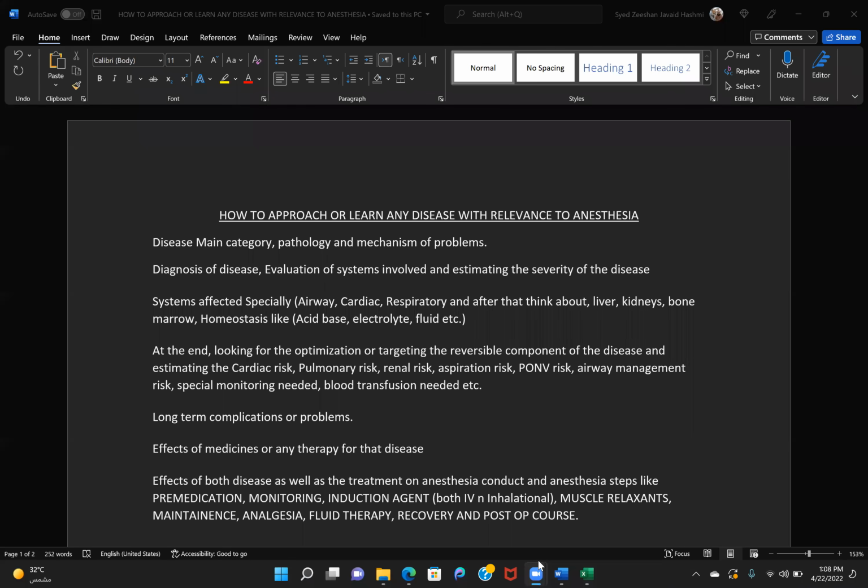Okay. Yes, Zishan, what is the main category of myasthenia gravis? Myasthenia gravis is an autoimmune disease affecting the acetylcholine receptors. There are autoantibodies against the acetylcholine receptors, due to which the effective acetylcholine receptors are reduced in number. So the main category will be an autoimmune disease affecting the neuromuscular system.